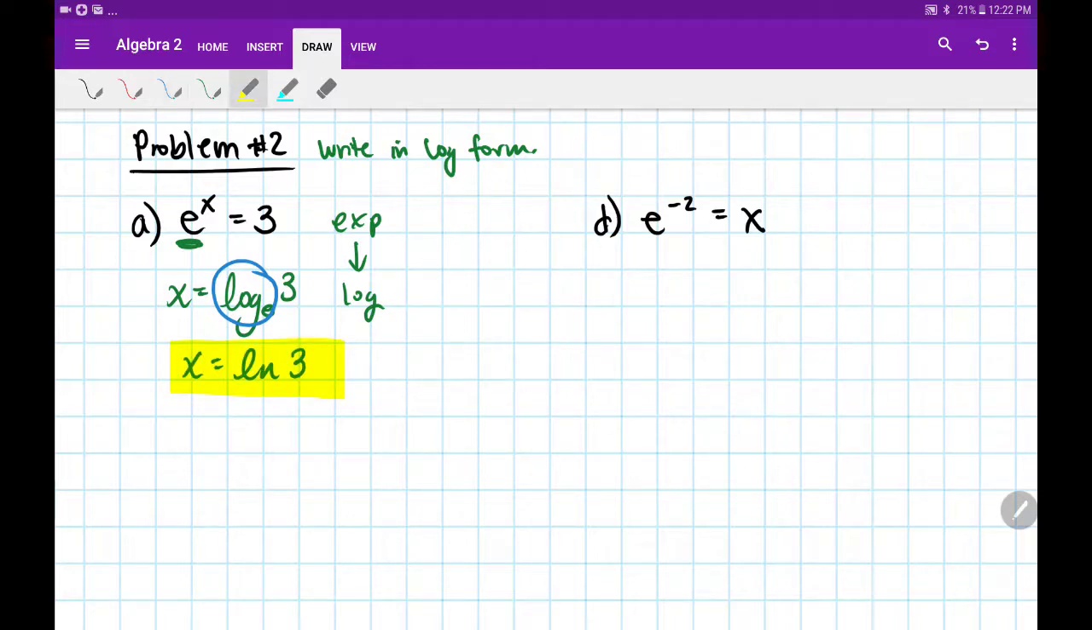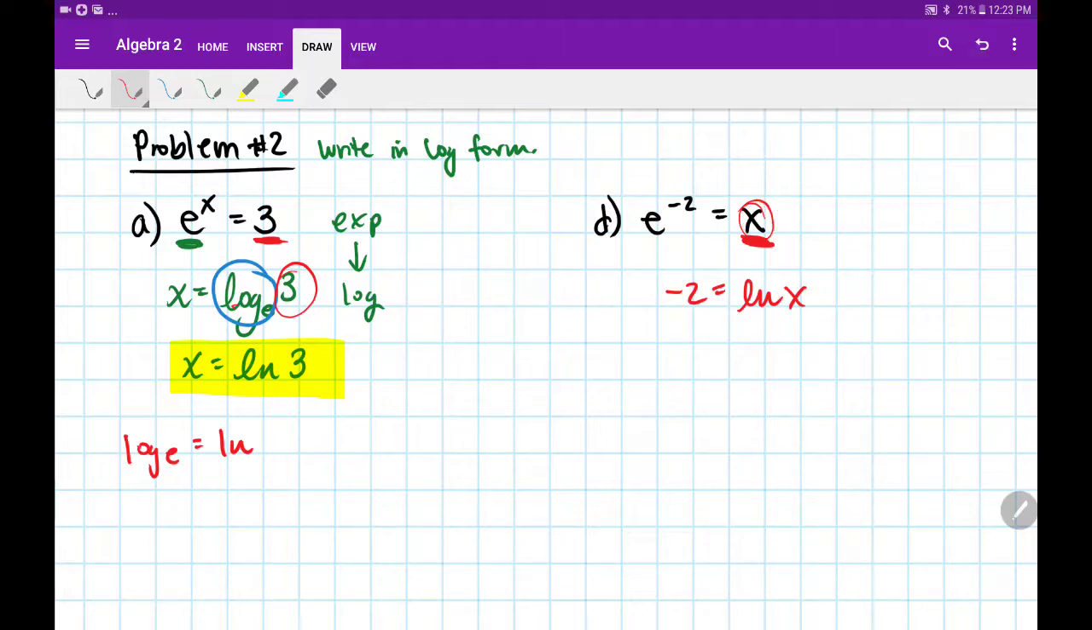That's what you'll see in the back of the book, because nobody actually writes log base e. We just immediately write ln. Let's do one more example. Problem number 2D. So to go into log form, we need to bring down the exponent. So we're writing -2 equals log base e, which is just ln, and then the only thing that's left is this x all by itself. So the guy all by himself on the equal sign always gets the log. So see, log of 3. Here I have the x by itself, so ln of x.